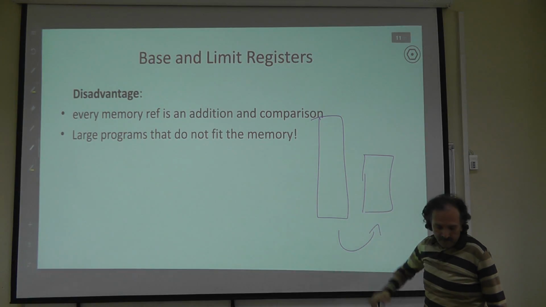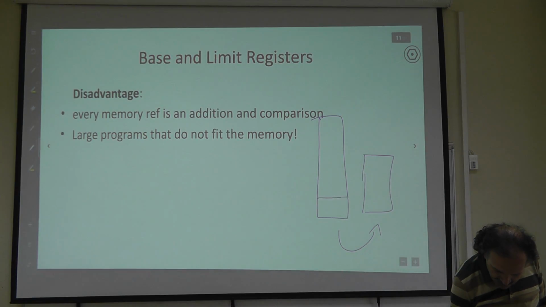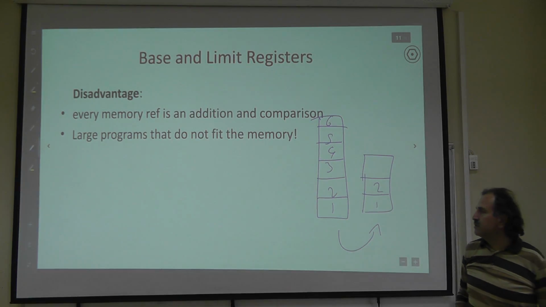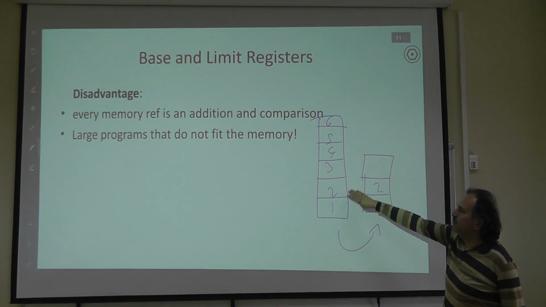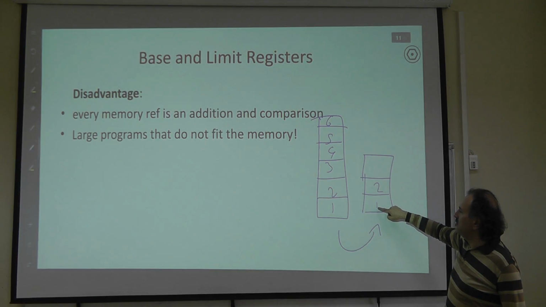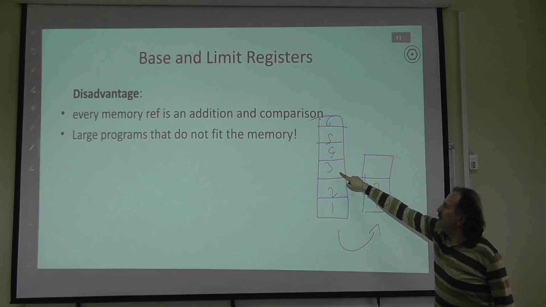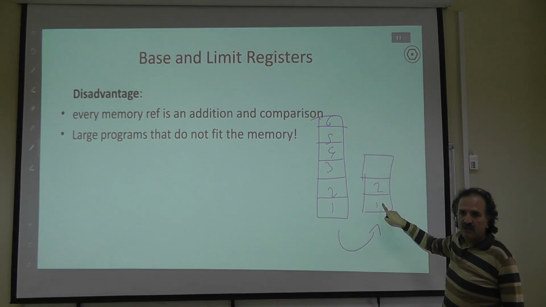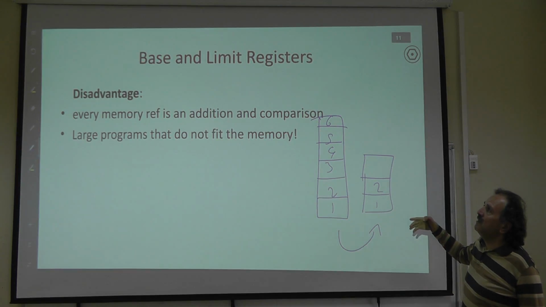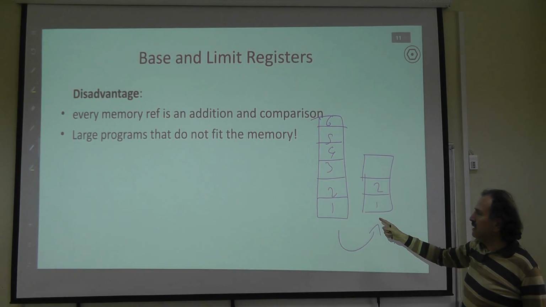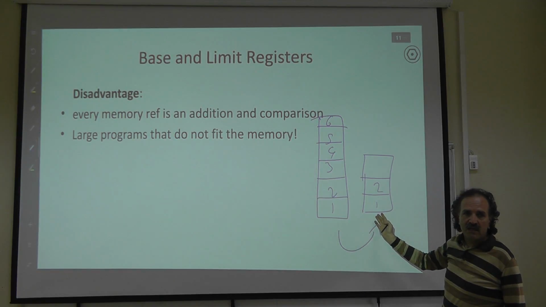Maybe you can divide them into pages. Maybe you can load 1, 2, 3, 4, 5, 6 pages. Load only 2 of them. So when you are running this program, run page number 1 and page number 2. And if you need page number 3, maybe you can load it here because you don't need number 1 again. So using base and limit register this way, I cannot run something sophisticated like this.